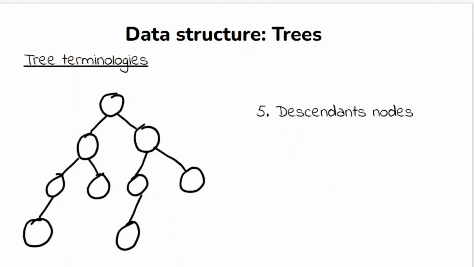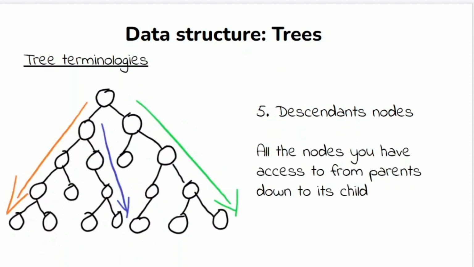Cool. Now let's look at the descendant nodes. The descendant nodes are just like how you are to your grandparents. Your grandparents are your ancestors, then you are definitely your grandparents' descendant. Basically, they don't have a direct link to you. It's not like your parent-child relationship where there is a straight-up link that we can see, but they are connected to you through genealogy. And we have this in the tree structure too. All the nodes that you have access to from the parent down to the child are called the descendant nodes.